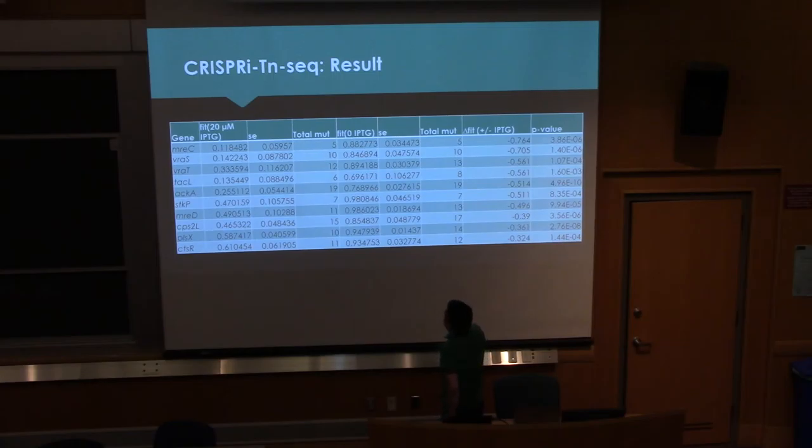And if you compare that with the fitness with no IPTG, so there's no knockdown but the non-essential genes are deleted, if we compare that, we can subtract it and see, hey, this is kind of an interaction factor.